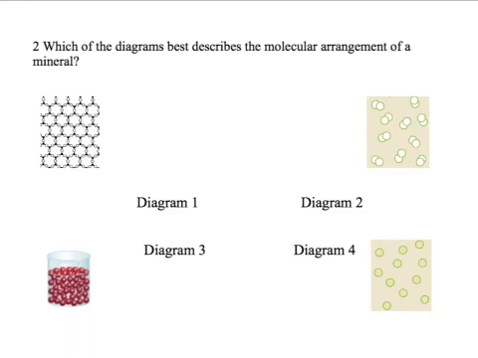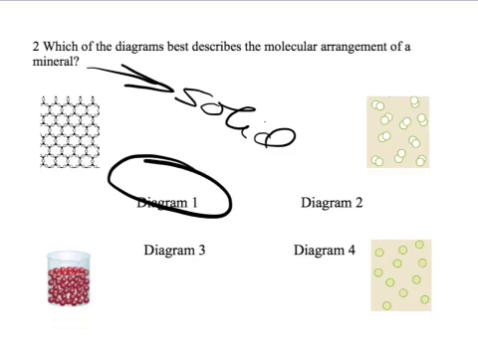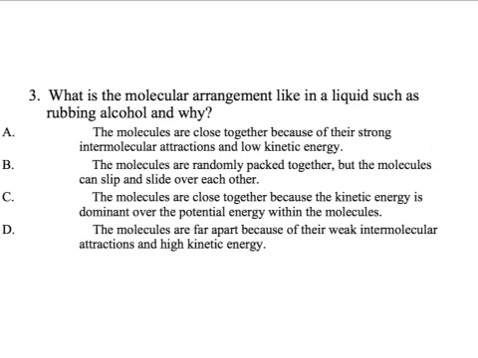Which of the diagrams best describes the molecular arrangement of a mineral? Well, what is a mineral? It's a solid. So we know then it has to be diagram 1 because diagram 1 is a solid. It's a fixed arrangement.